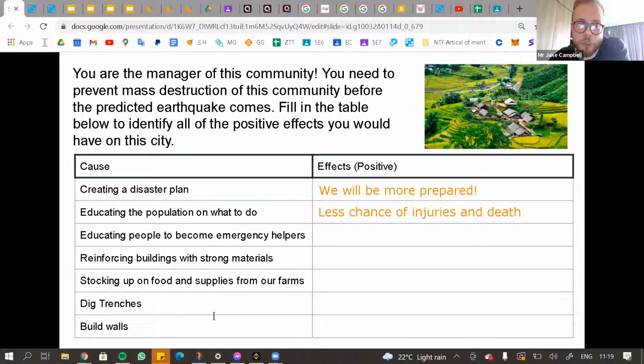Educating the people to become emergency helpers. So we can think of medics, firefighters, things like that. People who know first aid. These are all emergency helpers. So James, how can that affect us positively?